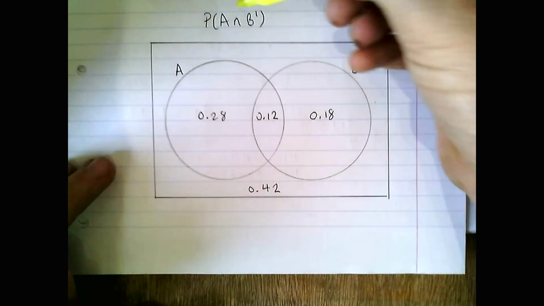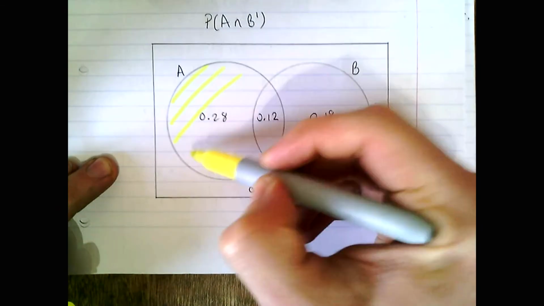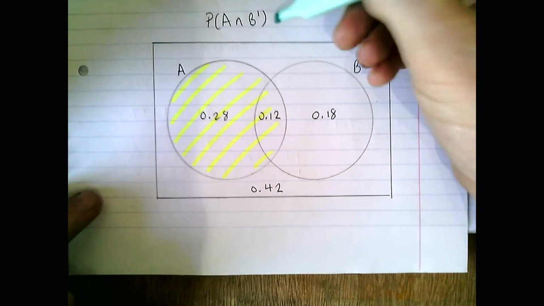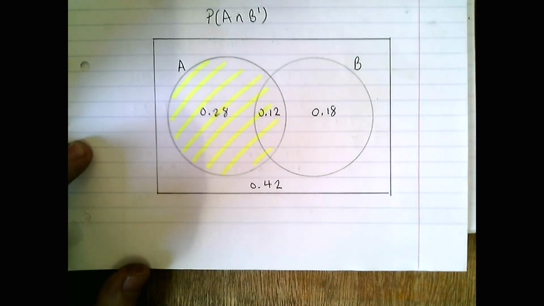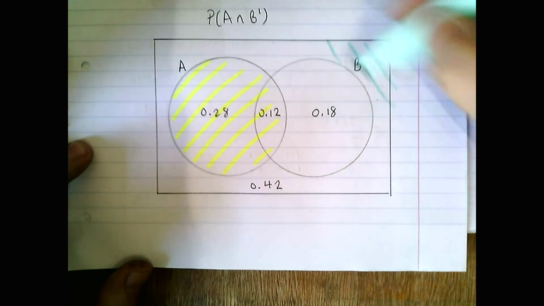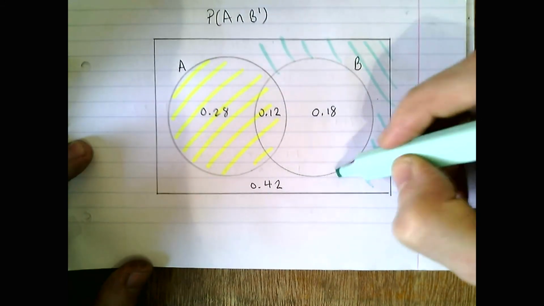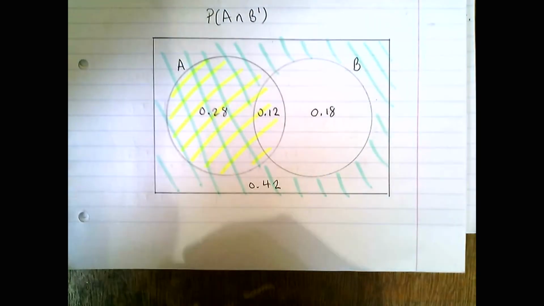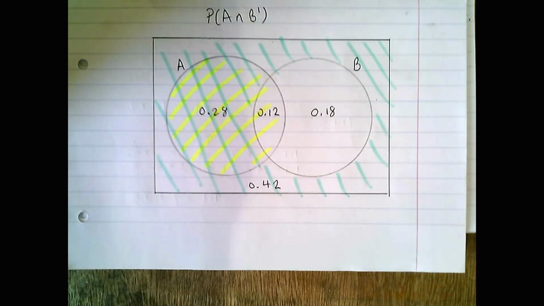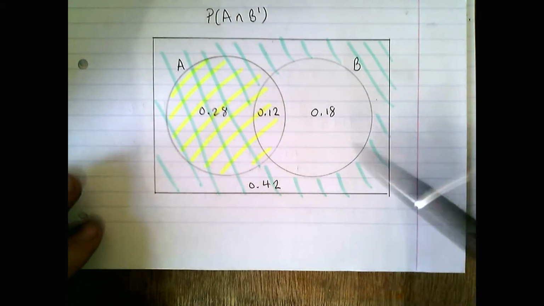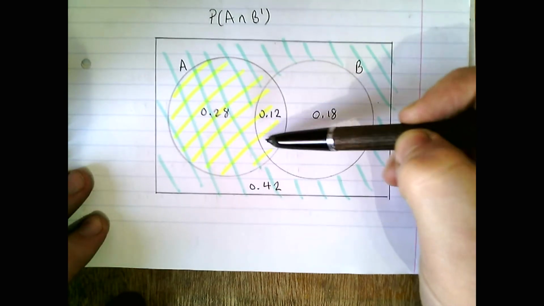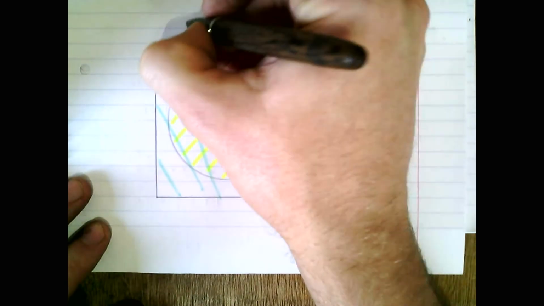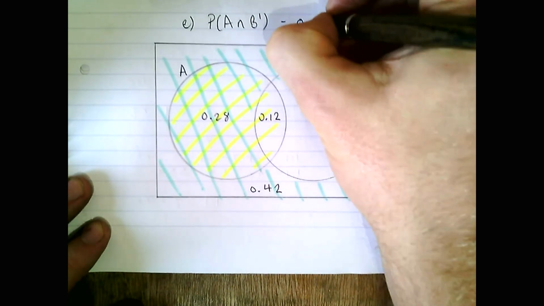I'm going to now start shading some things in. We've got probability of A, so that's this one here. That's all of my circle A hashed in. And then we've got the probability of not B, so that's everything outside the circle B, all of this stuff here. Now, because it's the intersection, what I'm interested in is where it overlaps. If we look at where it overlaps, you'll see that it's just this section here, inside A but outside the circle B, so it's 0.28. So for part E, the probability of A intersection not B is 0.28.